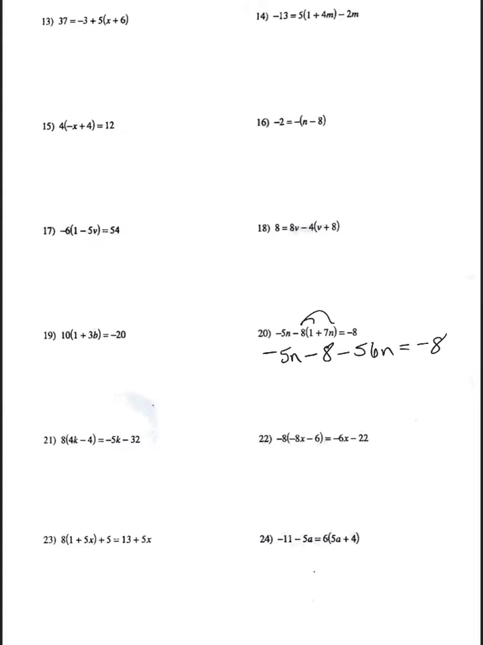Now, to simplify, you have to combine like terms. Well, your like terms are negative 5n and negative 56n. Okay, so when you combine these, you're always adding when you combine like terms, but you keep the sign in front so you know what you're adding. So you're adding together negative 5n plus negative 56n, which will give you negative 61n. Negative 61n minus 8 equals negative 8.